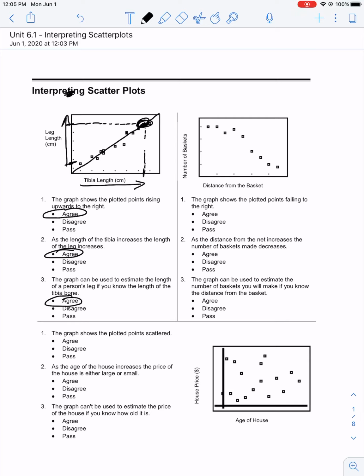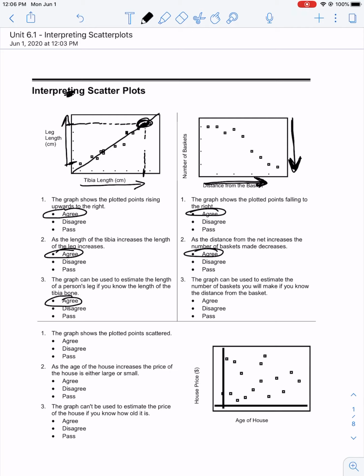For the second one, this is the number of baskets versus the distance from the basket. So the graph shows the plotted points falling to the right. Yes, as we move to the right, the points are coming down. So I agree with that. As the distance from the net increases, the number of baskets made decreases. Yes. So again, as the distance from the basket increases, we are making fewer baskets.